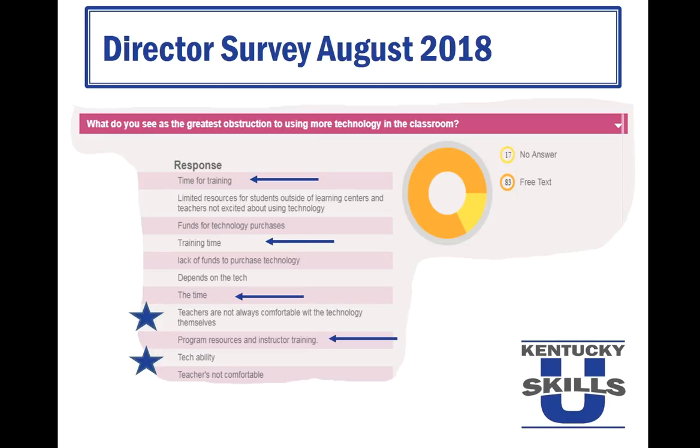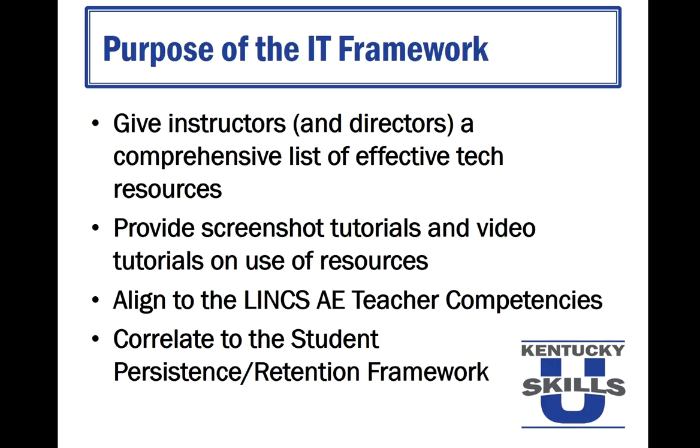However, it does provide validation for this one-stop shop framework. So, using Rosen and Stewart's blended learning for the adult education classroom as a start, the framework in its version now is a compilation meant to give instructors and directors a comprehensive list of effective technology resources that they can use in the classroom. It also provides screenshot tutorials and video tutorials on the use of those resources to alleviate the training curve for time-strapped instructors.